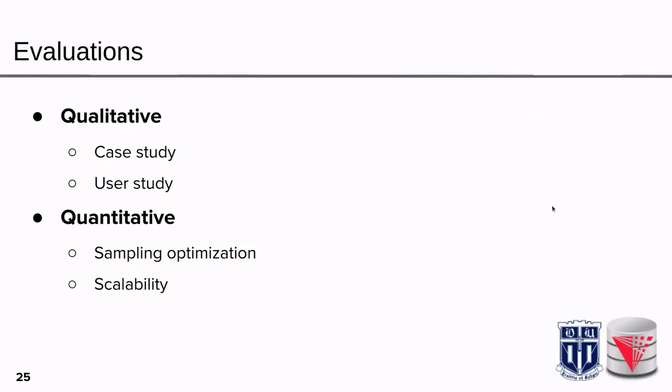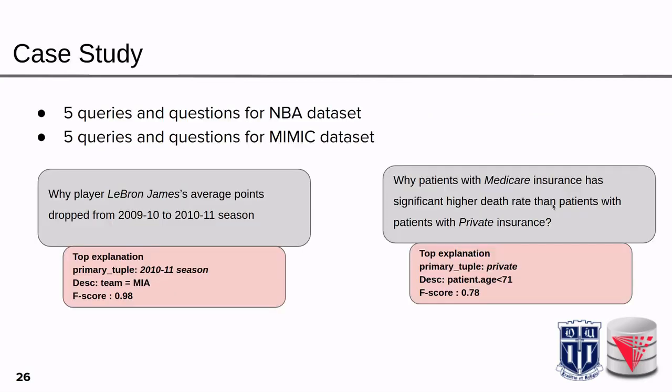In the evaluation step, we did both qualitative and quantitative evaluations. In the case study, we came up with 5 different queries for 2 different datasets to examine the applicability of our system. To give you a flavor, we asked why player LeBron James' average points dropped from the previous season to the next season. The system successfully captured the transfer of a player to a different team.